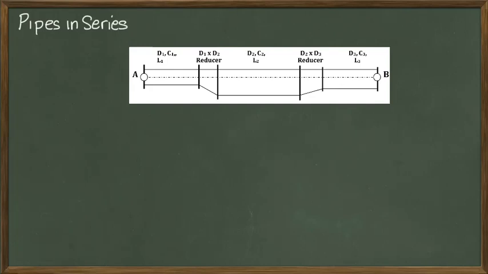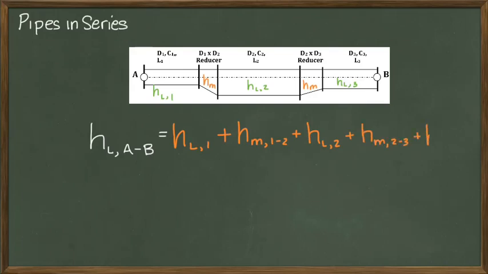These pipes are joined by reducers that allow the transition between each diameter. By the way, because water can flow in both directions, we call all transitions between different diameters a reducer. The head loss between point A and B, shown here, is simply the summation of the head losses in each pipe and the minor losses between points A and B. That's it.